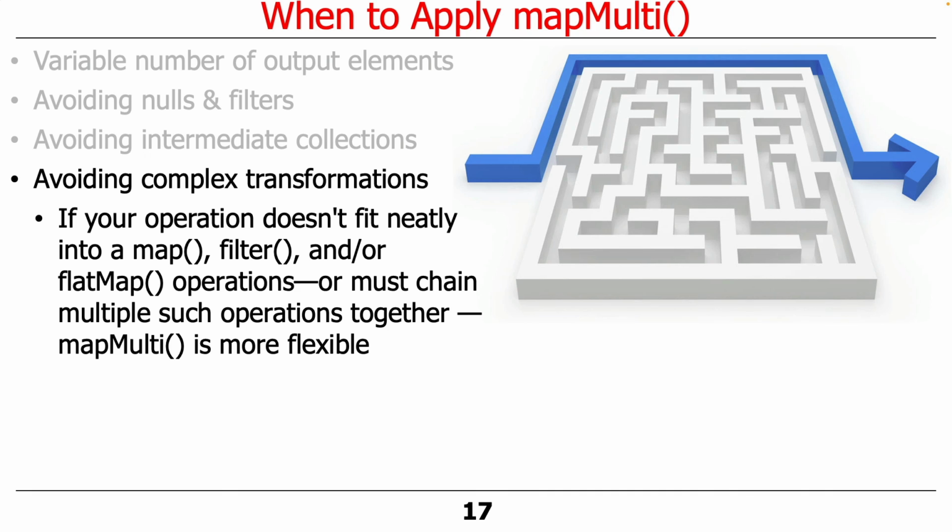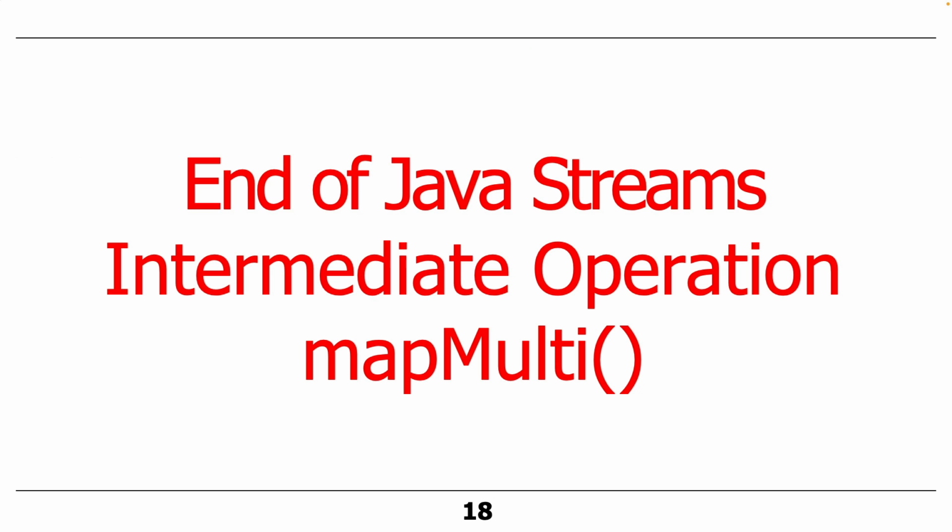Another motivation is to avoid complex transformations. If you have some processing that doesn't really fit nicely into map, filter, and/or flatMap, or you have to chain these things together in some convoluted way, then mapMulti is more flexible because you can get things done directly. And another thing you can do, if you choose, you don't have to do this, is mix somewhat imperative-style programming in the implementation of mapMulti's behavior. And we'll look at how it works when we take a look at the example here in a second. So that's a quick overview of the Java Streams intermediate operation mapMulti.